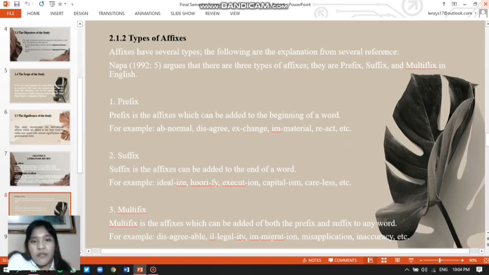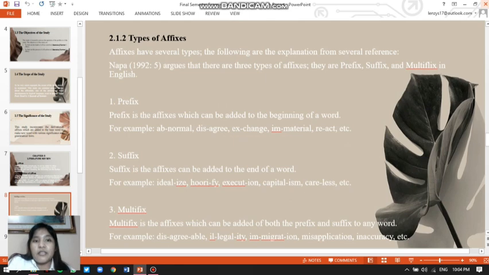2.1.2, Types of affixes. Affixes have several types. The following are the explanations from several references. Nida, 1992, argues that there are three types of affixes. There are prefix, suffix, and multiplex in English.